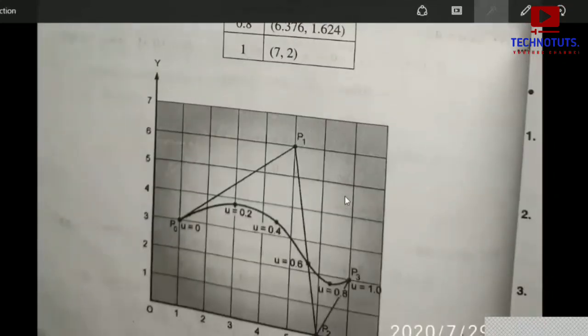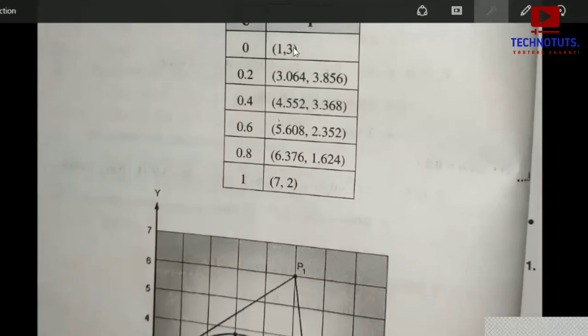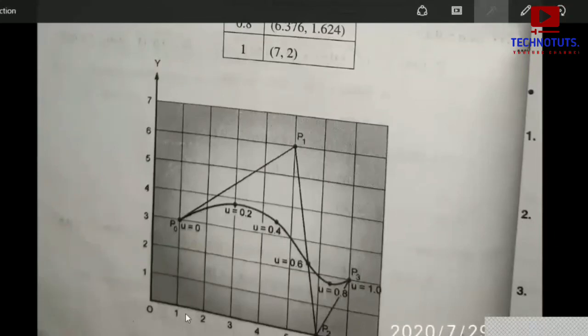Now let us plot them on the graph also. This point is P0, which is the given point, obtained when u is equal to 0. The coordinate is 1, 3. So the value of x is 1 and the value of y is 3. I'm joining the coordinates x equal to 1 and y equal to 3. We have the given point P0, where the value of u is 0.